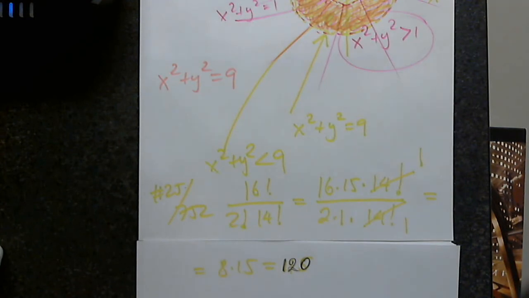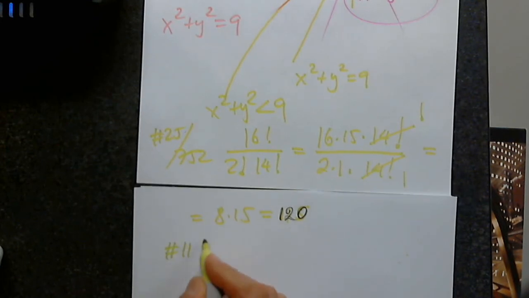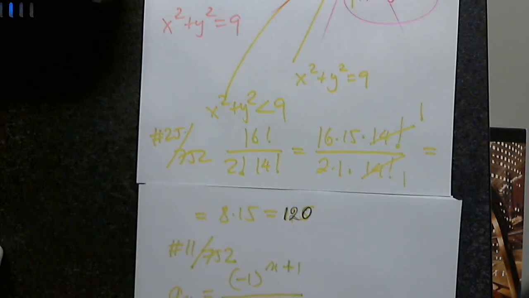Okay, next. Write the first 4 terms of each sequence whose general term is given. Okay, number 11, on the same page, 752. The general term, or the nth term, is negative 1 raised to n plus 1 over 2 to the nth power minus 1. Write the first 4 terms of this sequence.